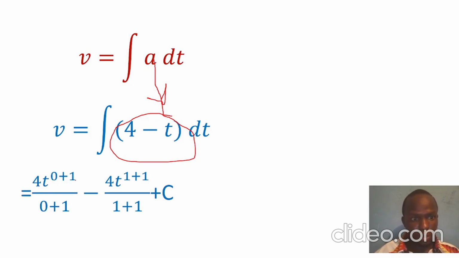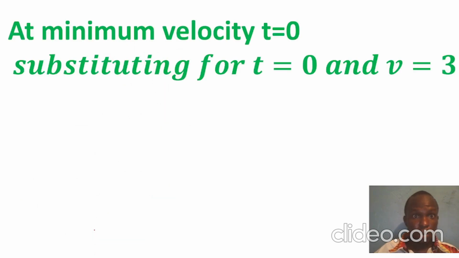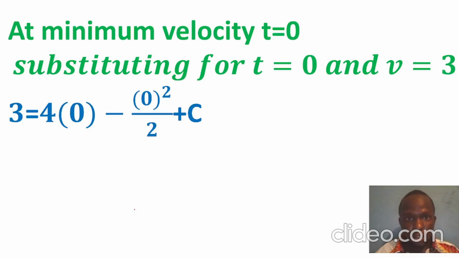So 0 plus 1 over 0 plus 1 minus 4t raised to power 1 plus 1 over 1 plus 1 plus arbitrary constant. So that is going to be the result. Now, because we have been given the initial conditions, we are just going to substitute these initial conditions there. And after doing the substitution, we arrive at c is equal to 3.